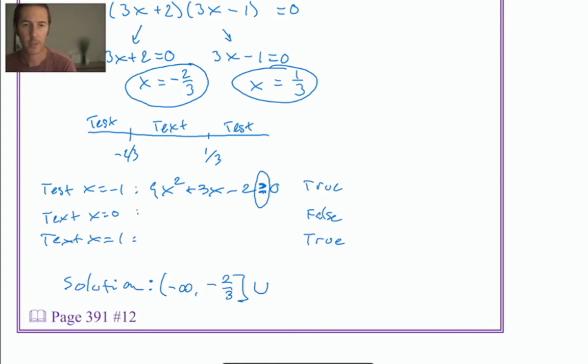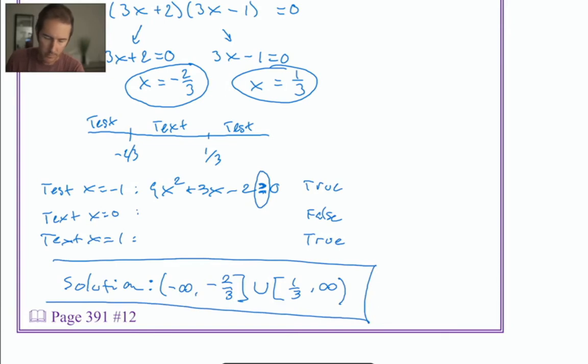And just like with negative 2/3, positive 1/3 will satisfy the original inequality. Because of that or equal to symbol, we know that 1/3 makes our statement equal to 0. So we'll start out at 1/3, including it with that square bracket, and taking x values that go all the way up to positive infinity. And that is your solution to this polynomial inequality.